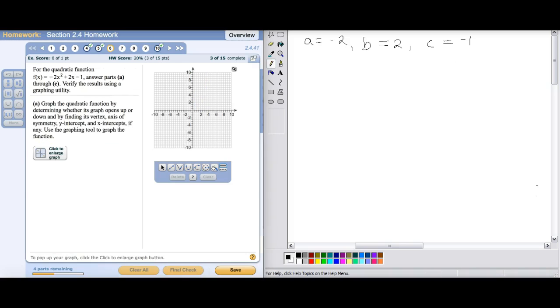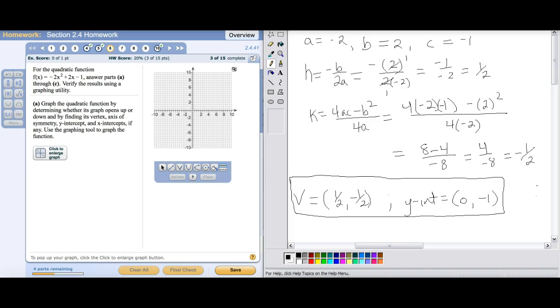All right, so for our next problem, we see that we have f of x is minus 2x squared plus 2x minus 1. And so from that, we see that a is equal to negative 2, b is equal to 2, and c is equal to negative 1. So if we go ahead and use the formulas for h and k, we'll see that h ends up being 1/2. We see that k ends up being a negative 1/2, which means that our vertex now is the point 1/2, negative 1/2, or 0.5, negative 0.5.